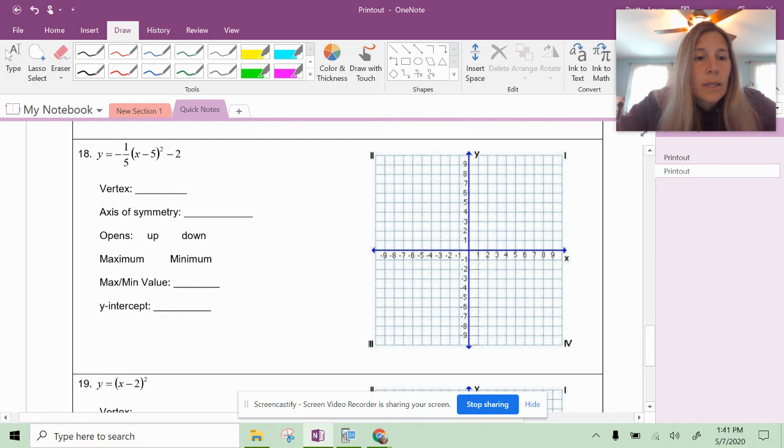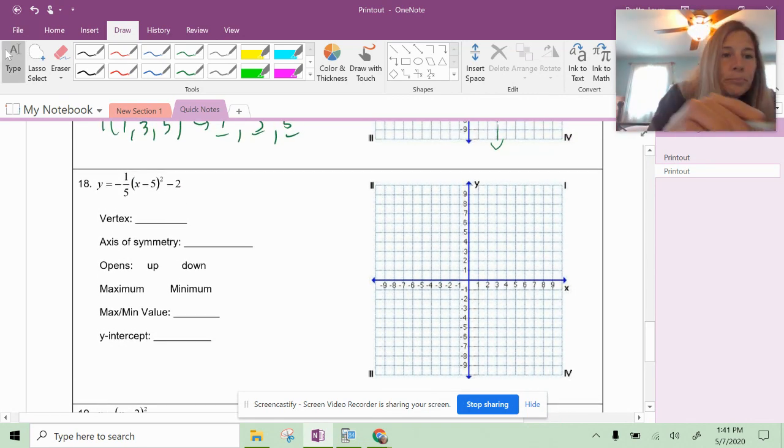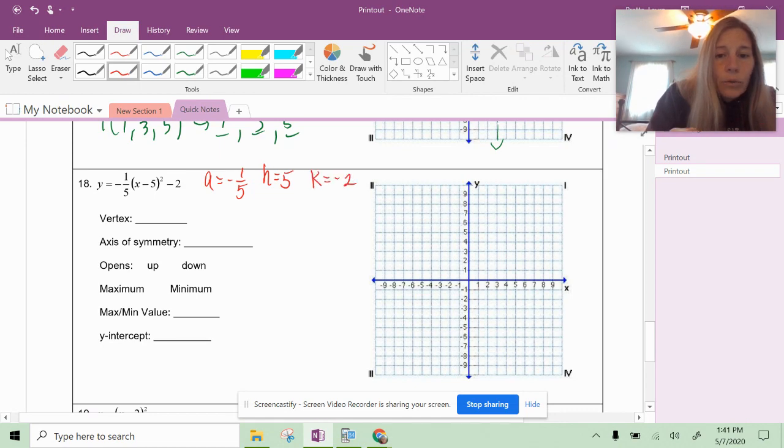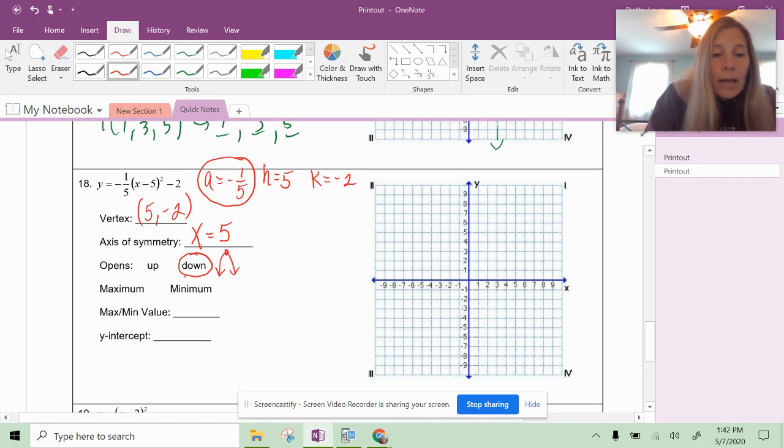All right, and then let's take a look at number 18. So number 18, my a value this time is negative 1/5. My h is positive 5, and my k is negative 2. So my vertex will be (5, negative 2), and my axis of symmetry will be x equals 5. My a value is negative, which means this is going to open down, and when the parabola opens down, it has a maximum.